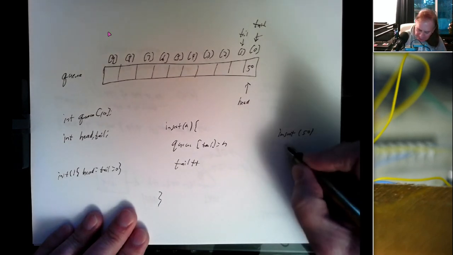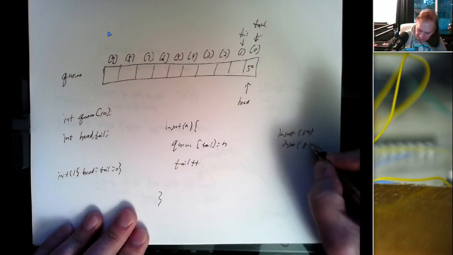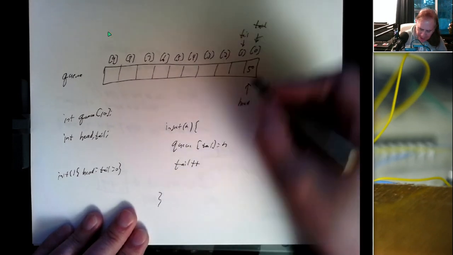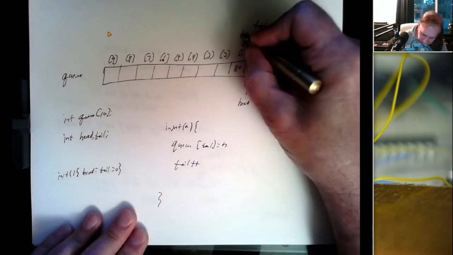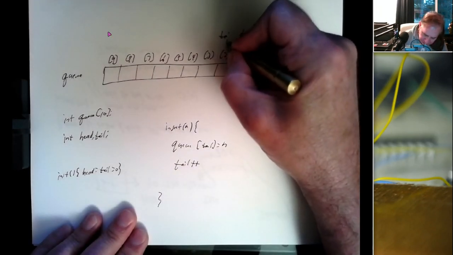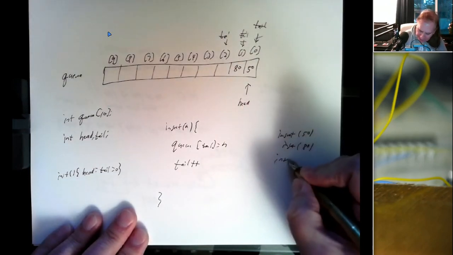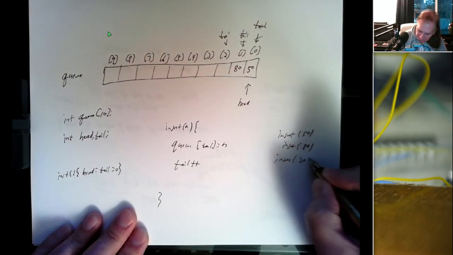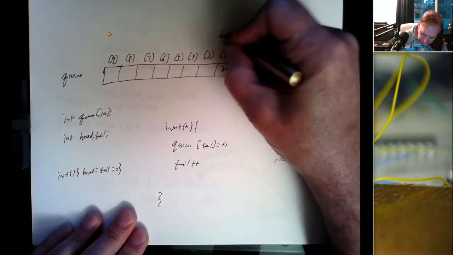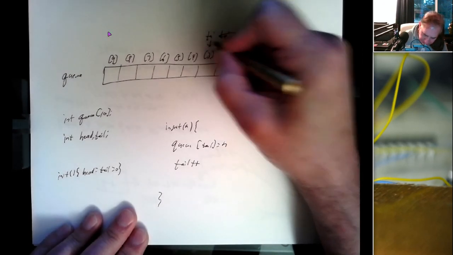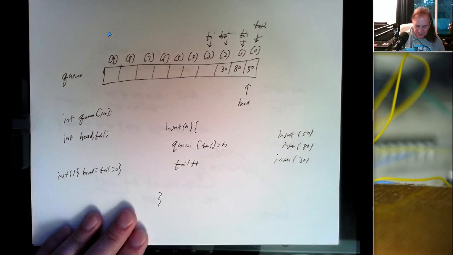And then if we insert an 80, that would get stored at the new tail location, and our tail will point here. And let's insert 30. So we'll put a 30 here, and the tail is now pointing at this next location, index 3.